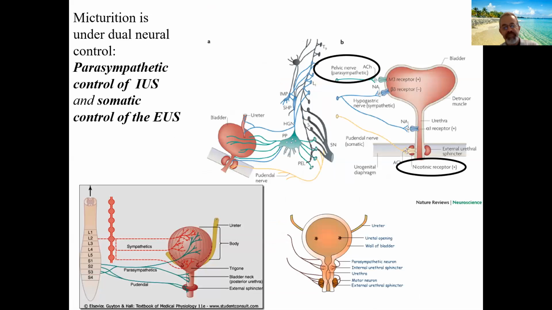All right, so you can say that micturition is under dual neural control. The parasympathetic controls the internal urethral sphincter, that's IUS, as well as the detrusor. I should have put that in there. And the somatic branch of the peripheral nervous system controls the external urethral sphincter. So it's kind of a cooperative response by both the autonomic and the somatic.